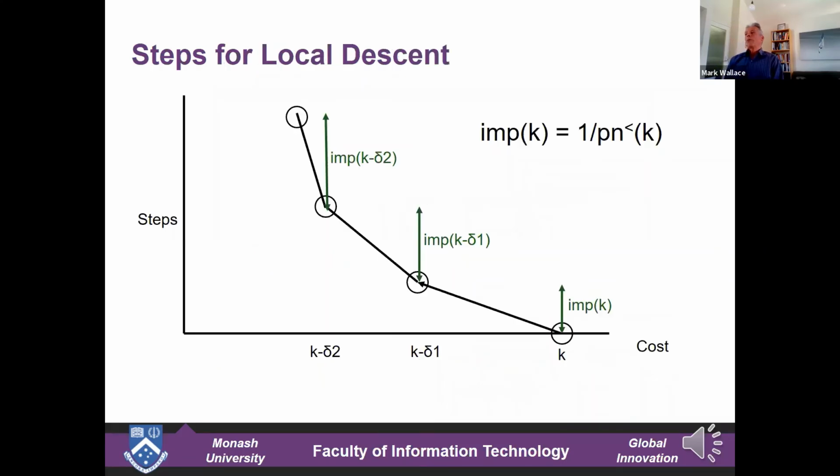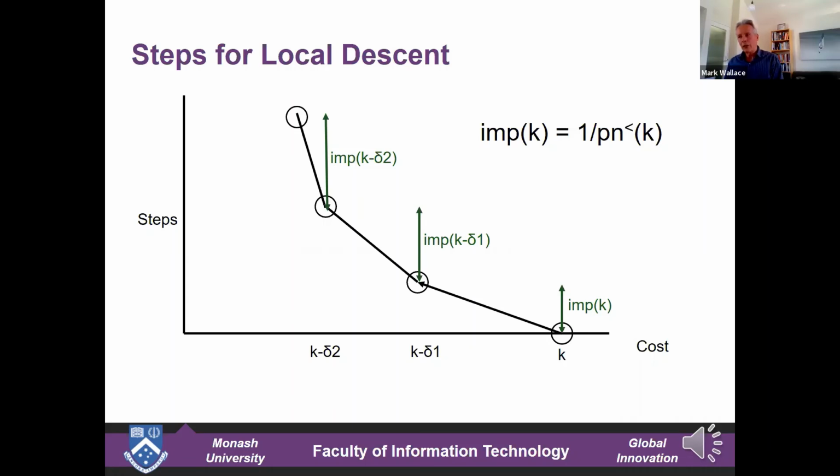So 1 over Pn less than k, which is this conservative overestimate of the number of steps to improve, we call that imp k. That's the number of steps we expect to take to improve from k. And we start with the fitness k. Then after that, we might find an improvement of delta 1. So the next time to improve from k minus delta 1, we'll take an expected number of steps of imp k minus delta 1, which could get us to some new value of k minus delta 2.